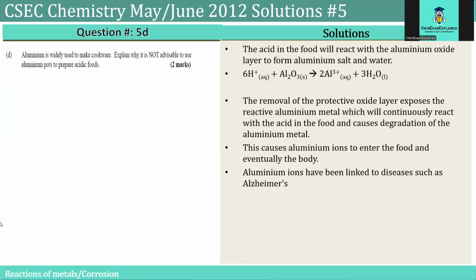So the first thing that happened was the aluminum oxide layer would react with the acid to form salt and water. Now once the aluminum oxide is removed, any other acid would now react with the metal directly, releasing the aluminum ions into your food. And that, you saw, will cause diseases such as Alzheimer's to occur. This is the end of CSEC Chemistry, May-June 2012, question number 5.